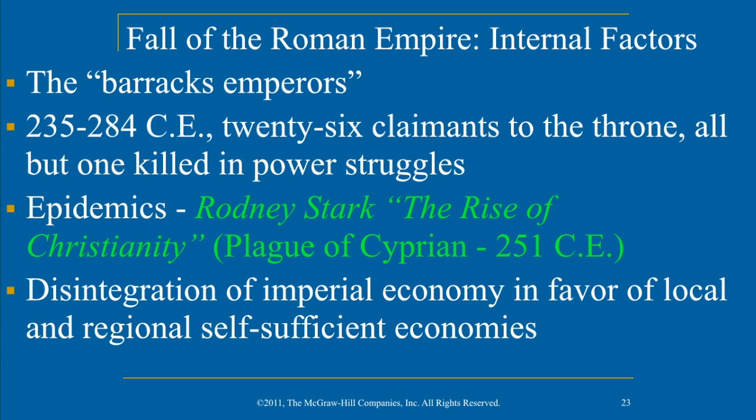There's the fall of the Roman Empire. There are internal factors. I talked about in the past that the Roman Empire probably didn't fall exactly. It probably just shifted in the way that it moved around and who was in charge. Under the Western Roman Empire, we have the Barracks Emperors. We don't have Western and Eastern Rome yet, but we're talking about the Barracks Emperors when it was still one large empire. Between 235 and 284 CE, 26 emperors claim the throne, and all but one are killed violently in power struggles. One probably died of some sort of disease or natural causes.